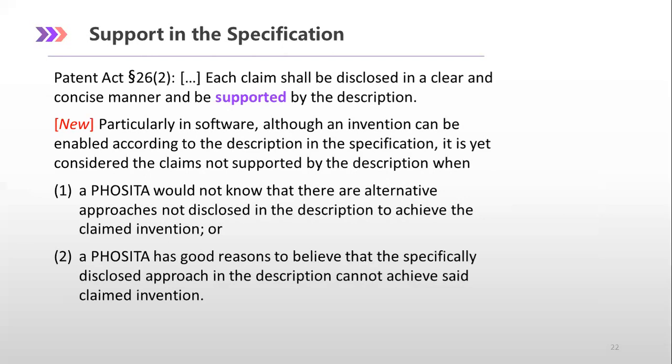However, it is yet considered not sufficient support to the claim if, number one, a facilitator would not know that there are alternative approaches not disclosed in the description to achieve the claim invention. Or number two, a facilitator has good reason to believe that the specifically disclosed approach in the description cannot achieve the claim invention.